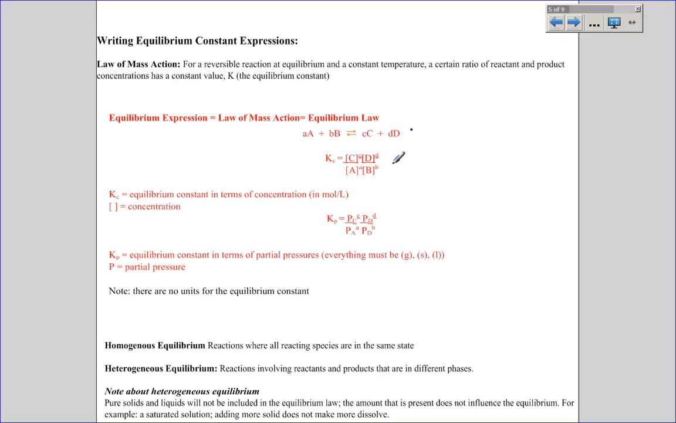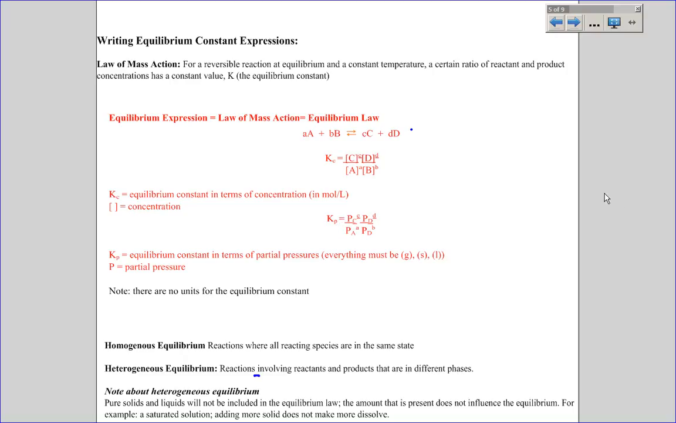You'll see here that I have the equilibrium constant expression listed as Kc. This means that it's the equilibrium constant expression in terms of concentrations. We can also, and we'll use quite regularly, the equilibrium constant expression in terms of partial pressures. And that we will refer to as Kp.